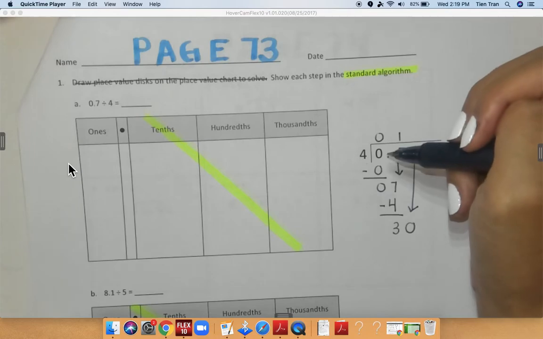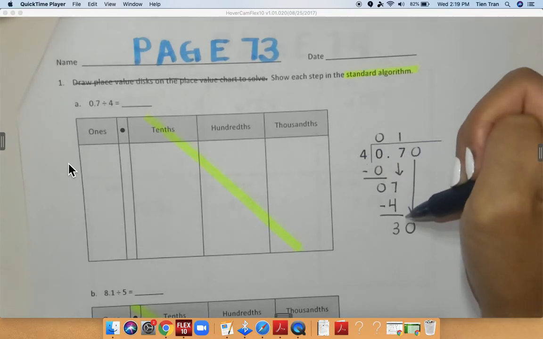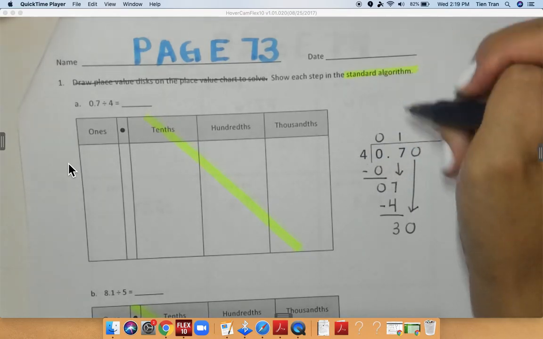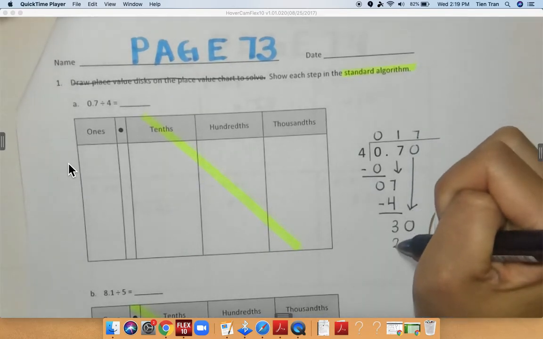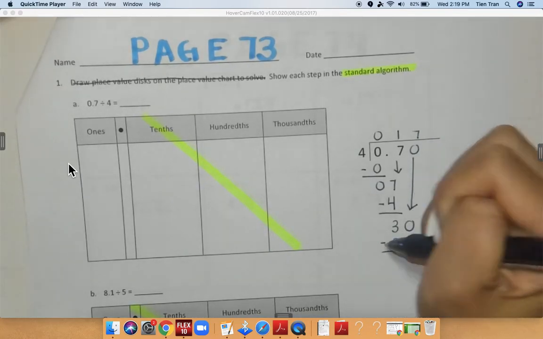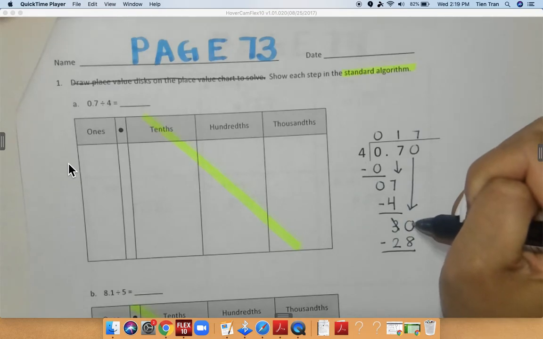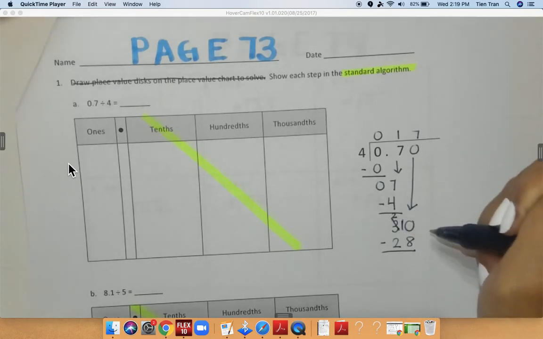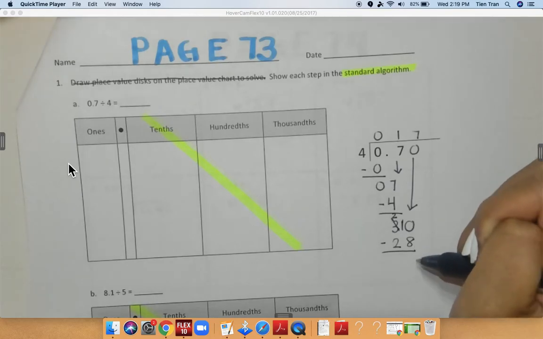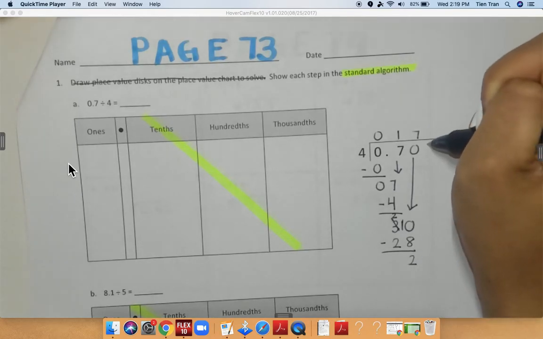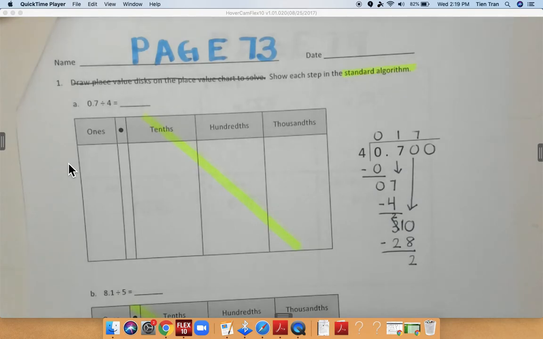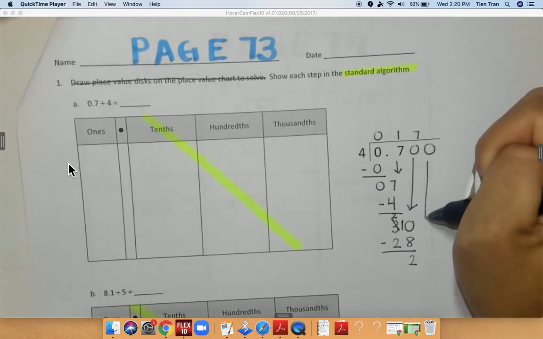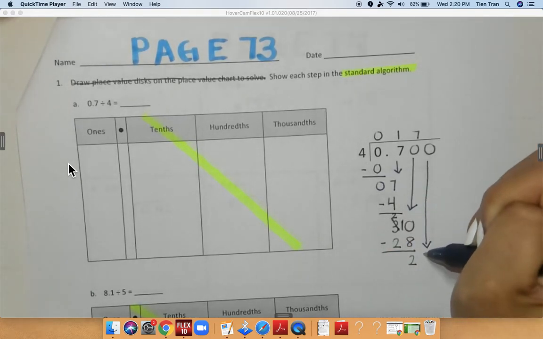So now we're going to figure out how many times can 4 go into 30. 4 times 7 is equal to 28. Now I'm going to subtract. I can't subtract 0 minus 8, so I'm borrowing. My 3 changes to a 2. 10 minus 8 is equal to 2. I'm adding another 0, because still I'm not getting 0 as a remainder. So I'm bringing down my 0.